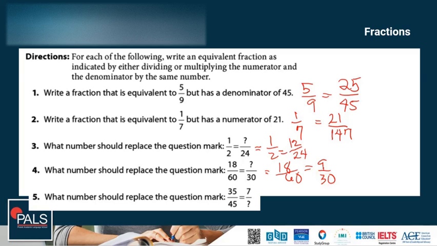Number 5, what number should replace the question mark? 35 over 45 is equal to 7 over question mark. So 35 divided by 5 is 7. So 45 divided by 5 is 9. So the question mark is 9. So we have 35 over 45 is equal to 7 over 9.